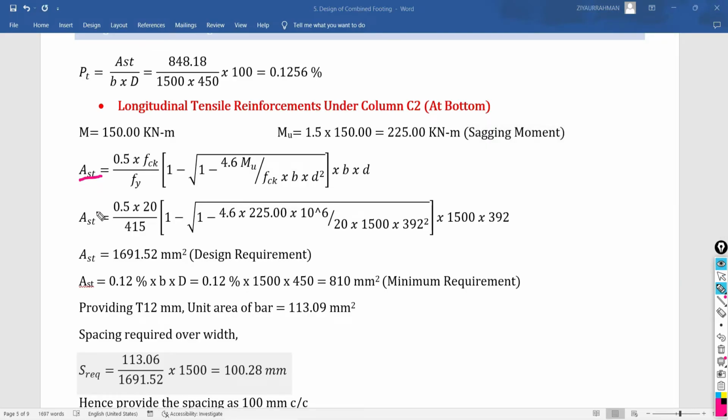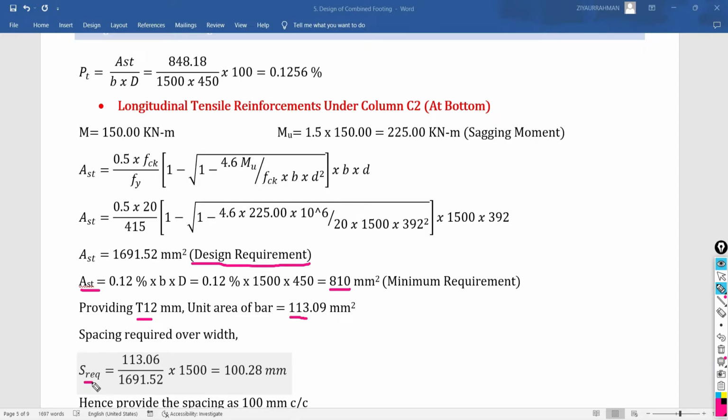The same formula is there. You have to put in all the respective values. The only change is the moment, the ultimate moment, which is 225 kN·m. Okay. So with all of this, we are getting the area of reinforcement required as 1691.52 mm². This is the design requirement. And your minimum requirement is 810 mm². Now compare the minimum and design requirement. The design requirement is more. So I am going to provide 12 mm diameter bars, and the unit area is 113.